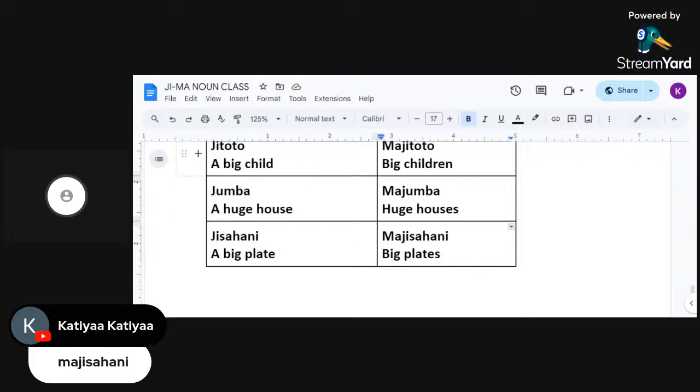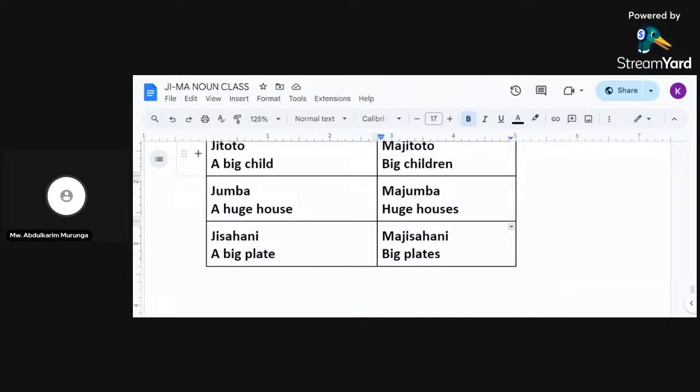What I was saying, we do this either to praise something. If the plate is very big, you can feed a lot of people. You say majisahani, and it sounds nice. Also, if the person is huge, someone who goes to the gym, someone who wrestles, someone who is working in a job that requires a lot of effort, and you call this person jitu, this person will feel nice. You're praising this person.